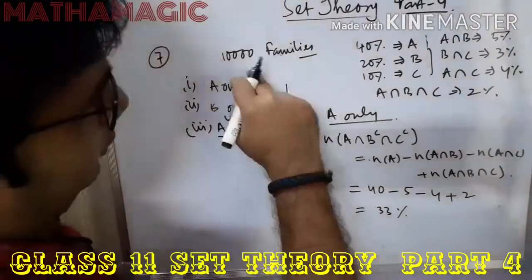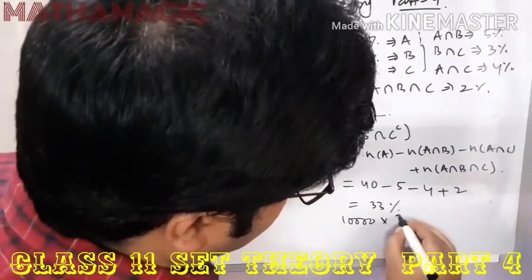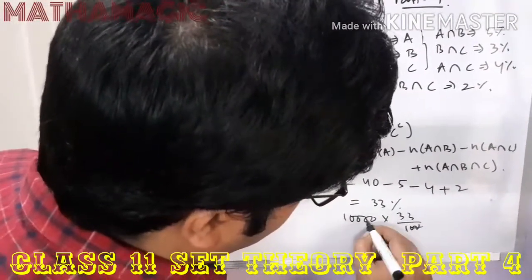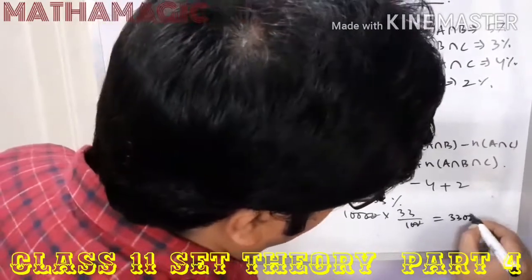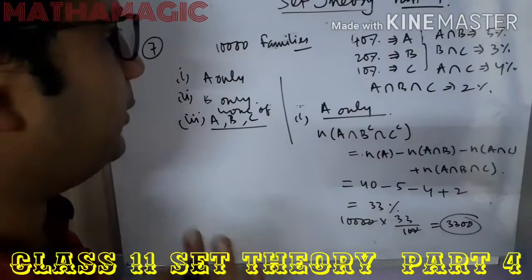We need to find it in number of families, so that will be 10,000 into 33 by 100. So it will be 3300. So 3300 families are there who read only paper A.